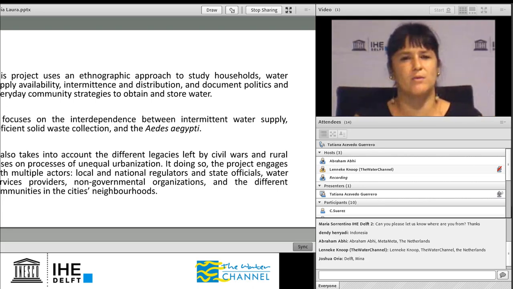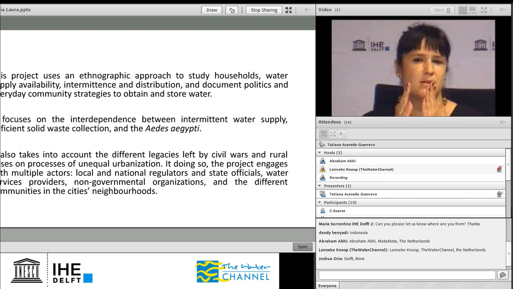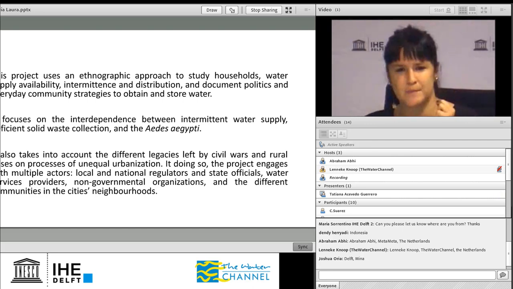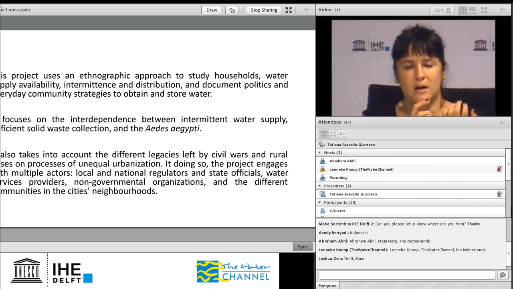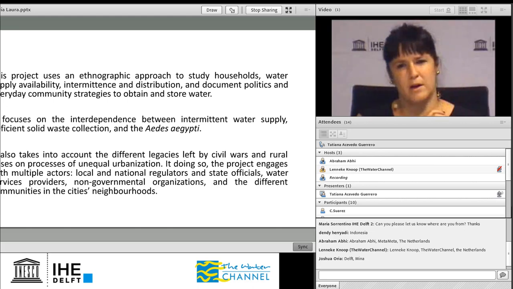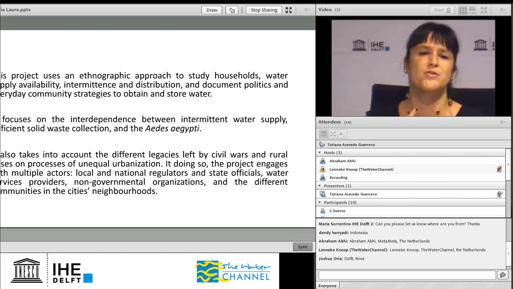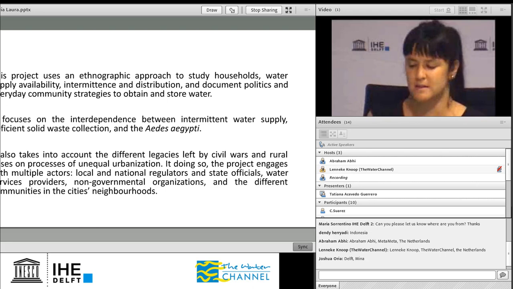It also takes into account the different legacies left by civil wars and rural crises on processes of unequal urbanization. In doing so, what I have wanted to do is to engage with multiple actors, local and national regulators and state officials, water services providers, non-governmental organizations, and of course the different communities in the city's neighborhoods.